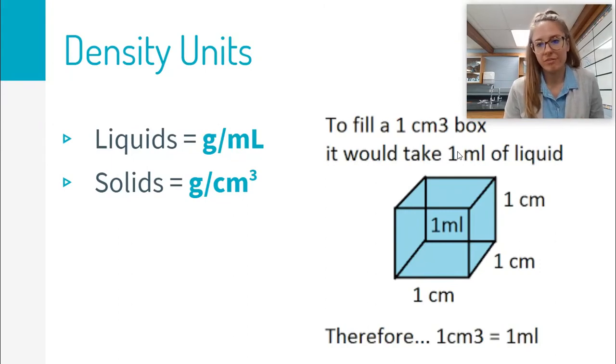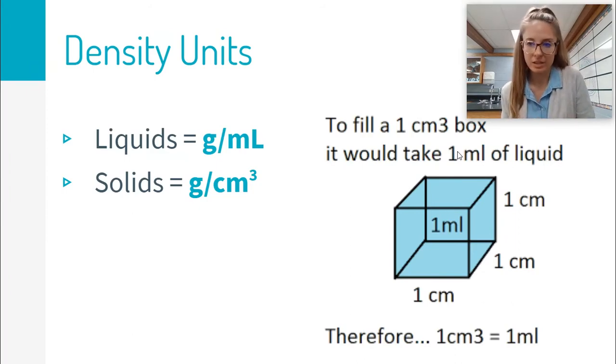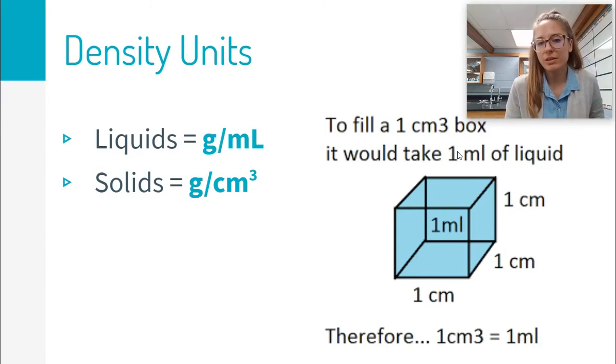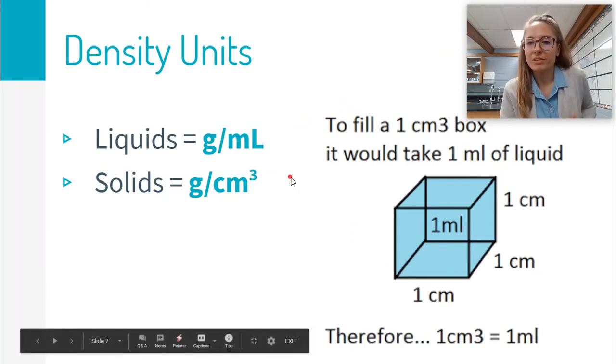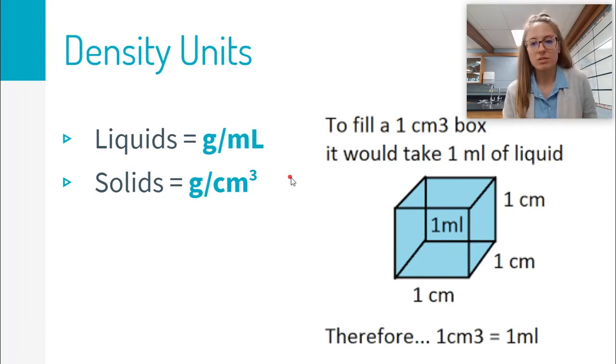Now, the units for density depend on the state of matter. So if you are finding the density for a liquid, the unit for density is going to be grams per milliliter. If you're finding the density for a solid, it's going to be grams per cubic centimeter. You can use milliliters and cubic centimeters interchangeably because they technically equal each other. So if you see this box right here, in order to fill a 1 cubic centimeter box, which is a box that has a length, width, and height of 1 centimeter, it takes 1 milliliter of liquid. Therefore, a milliliter and a cubic centimeter are the same thing.